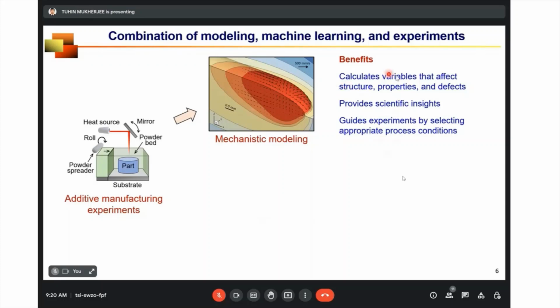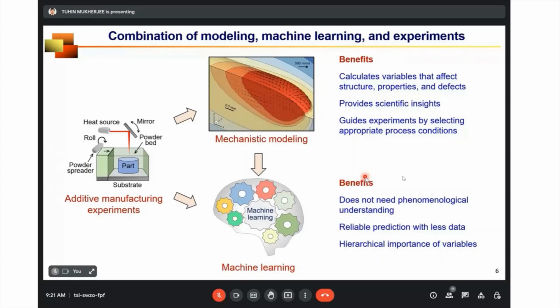The benefit is definitely that it can give us the variables that affect the attributes of the product. Also, it provides scientific insight into the process itself and the evolution of structure and property. And most importantly, it can guide the experiment by selecting the appropriate process conditions to achieve the desired microstructure and properties, and minimize defects. But there is also a problem. Additive manufacturing is a relatively new process for which we often do not understand the physics for all cases. So what to do? We cannot develop a model if we do not understand the physics.